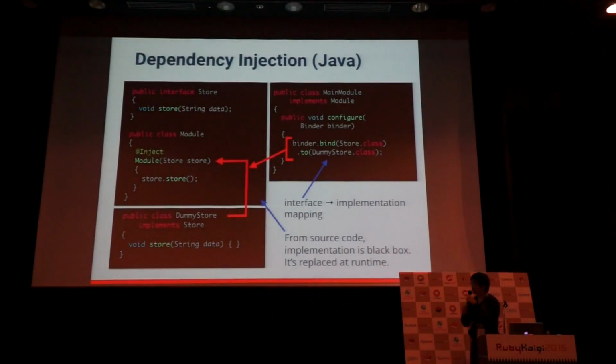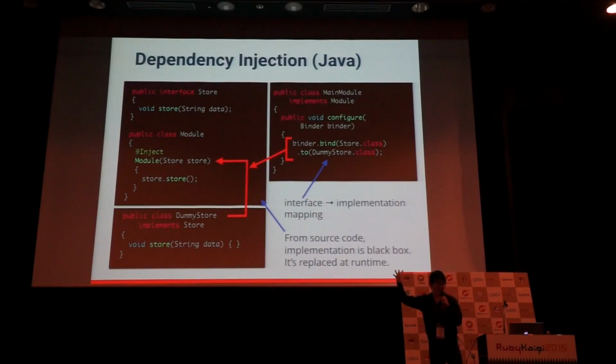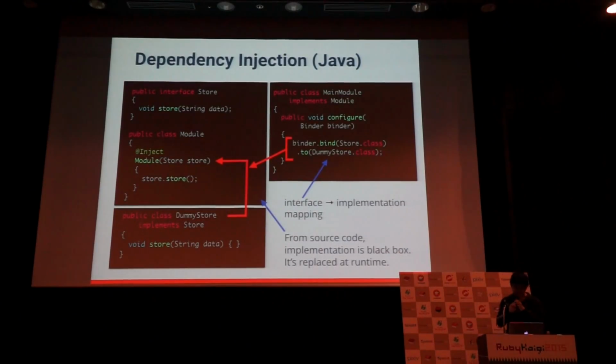In Java, we can write this code to do dependency injection. First you have an interface, then it has a method. Then here, I would say this module uses an interface called Store. Then store something. Here I need an argument, anyway. Then from this class's point of view, the implementation of this store is black boxed, so you don't have to know about the details. On the other hand, at runtime, it is okay to replace the implementation of this interface.